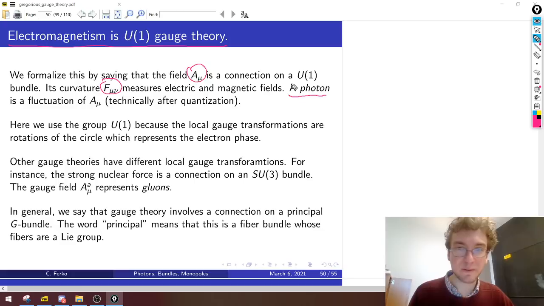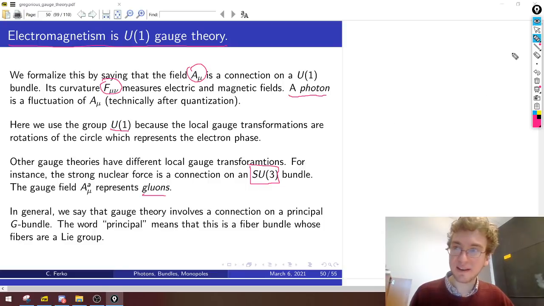So if you hear the word photon, it's just a little fluctuation in A_mu in quantum mechanics. Here we use the group U(1) because local gauge transformations are on the circle, but you could replace this with other local gauge transformations. For instance, if you study the strong nuclear force, you use a different group called SU(3), and the gauge field there is a gluon.